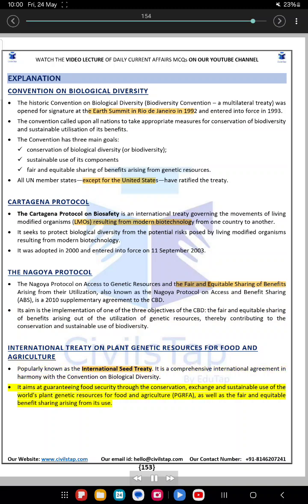It aims at guaranteeing food security through the conservation, exchange and sustainable use of the world's plant genetic resources for food and agriculture, PGRFA, as well as the fair and equitable benefit sharing arising from its use.